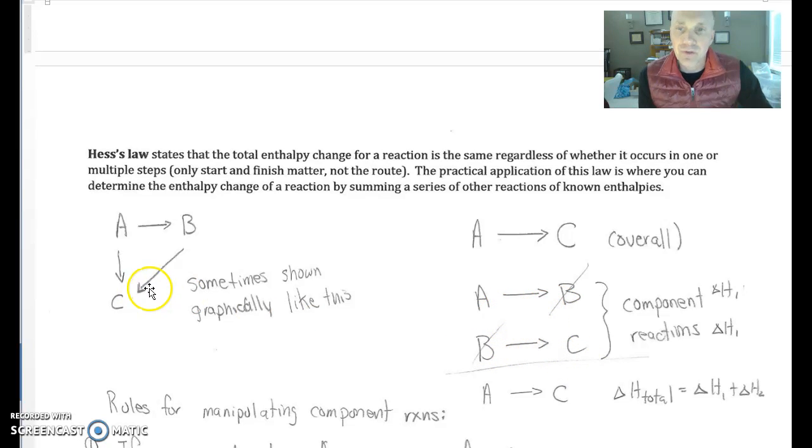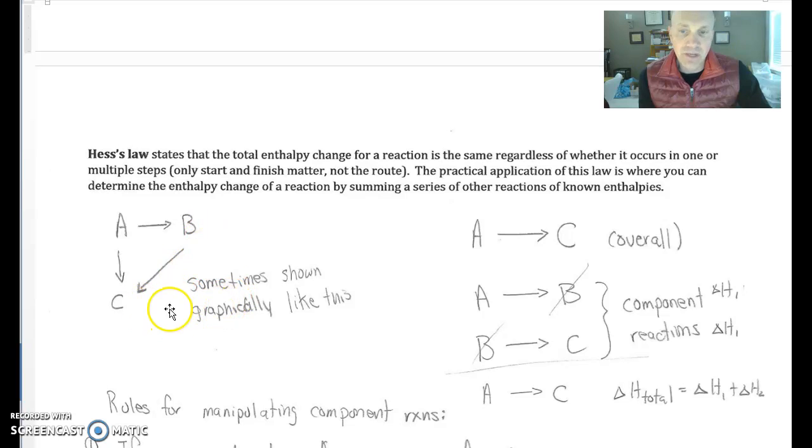Sometimes Hess's law is demonstrated graphically like this. We could either go straight from A to C, but we could also show A going to B and then B going to C. But what Hess's law says is that A to C is essentially the same thing as the sum of A going to B plus B going to C.